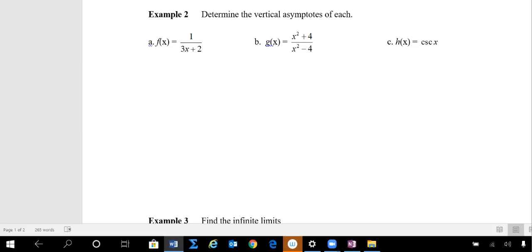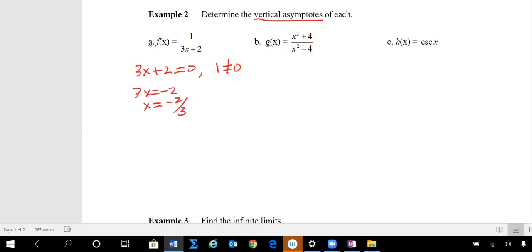Well, you search for them where that denominator becomes a 0 and the numerator is not 0. Notice 1 would never be 0. So these are the two things you look for if you're trying to find vertical asymptotes. Set the denominator to 0, and then we'll solve that. 3x is -2, x is -2/3. And as long as the numerator is not 0 at the same time as the denominator, you have a vertical asymptote. So we have one here.